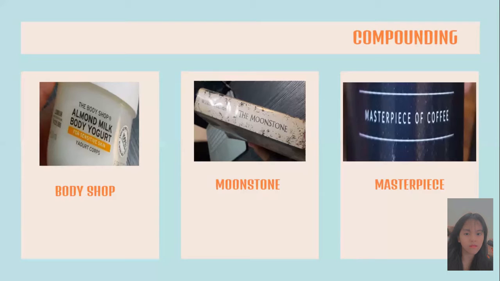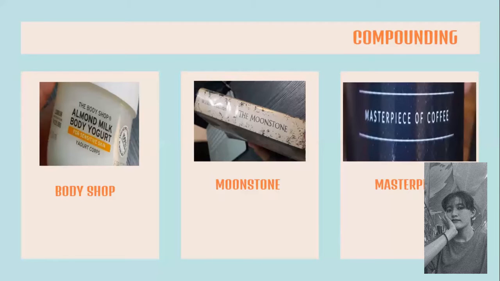Next is masterpiece. Masterpiece is the greatest work in the career of an artist or group. And it comes from two words, master and piece. Master is an adjective and piece is a noun. Then they become one word that is in noun form. A masterpiece is a type of endocentric. Next.